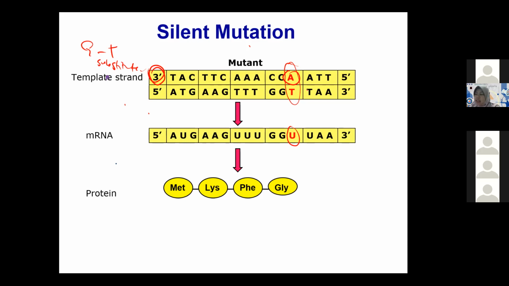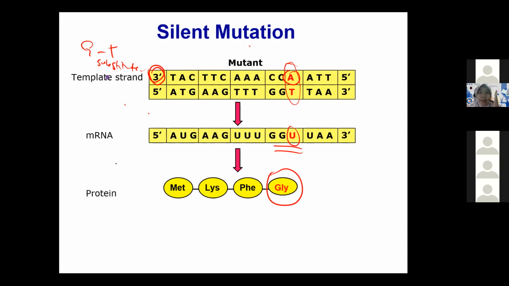So look at here. GGU. Look at the genetic table. GGU codes for which amino acid? Just now GGC coded for glycine. Now GGU codes for? Also glycine. Also glycine. Do you see? Alright. So it's still producing glycine.